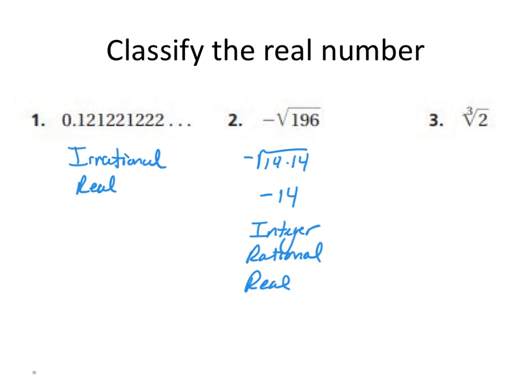All right, let's look at the cube root of 2. I know 2 is not a perfect cube. Because it's not perfect, this one can only be irrational. And it's also a real number as well.